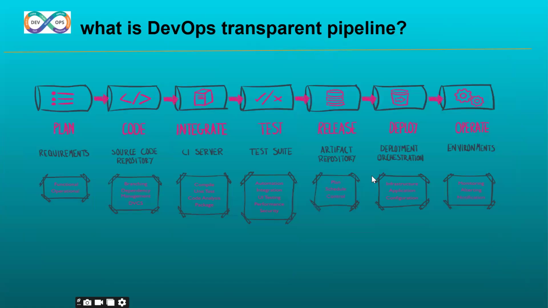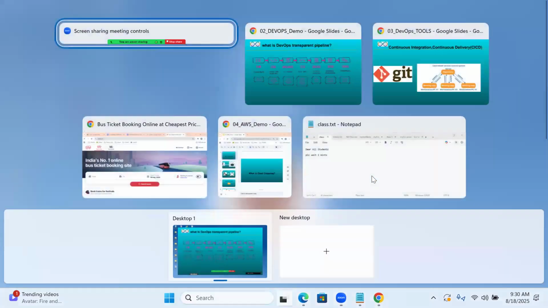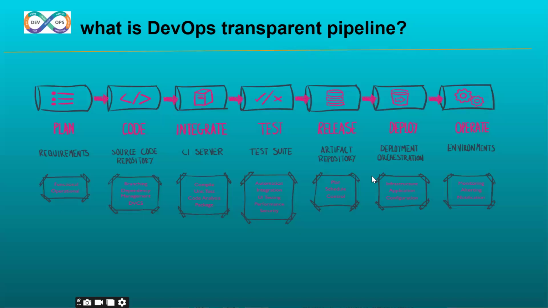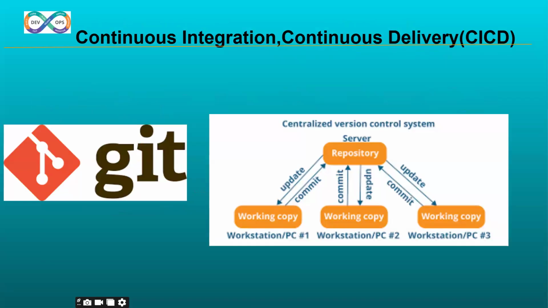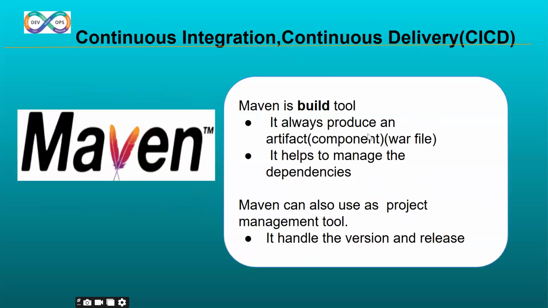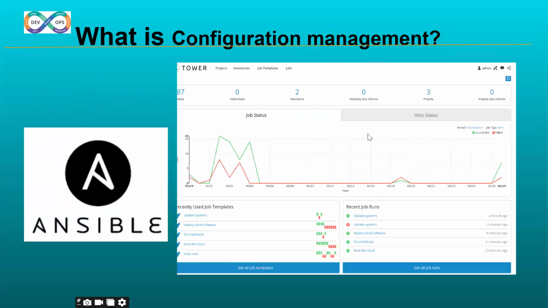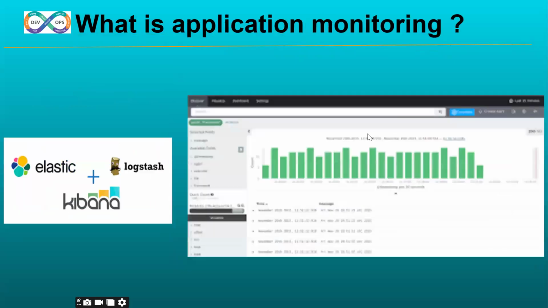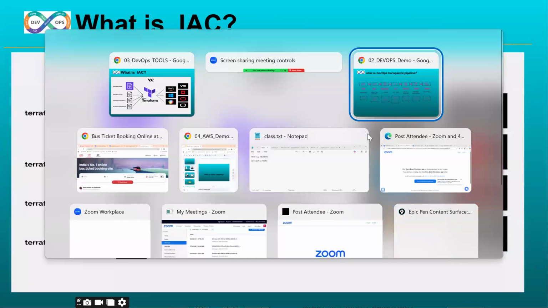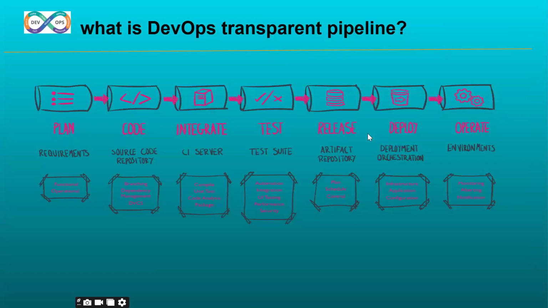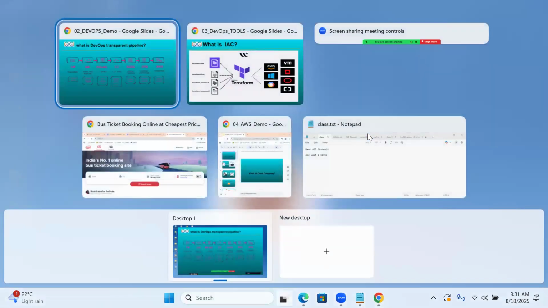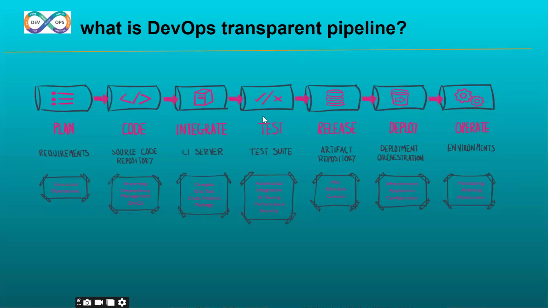Yes, please. Clear? Understood very clearly. So let it be repeated: where are we going to use Git, Maven, Jenkins, JFrog, SonarQube, Ansible, AWS, Docker, Kubernetes, ELK, and Terraform? So let us try to understand one by one.